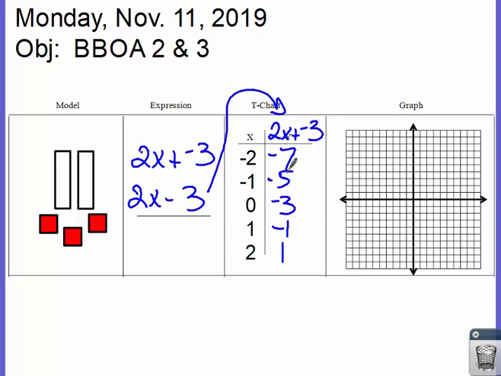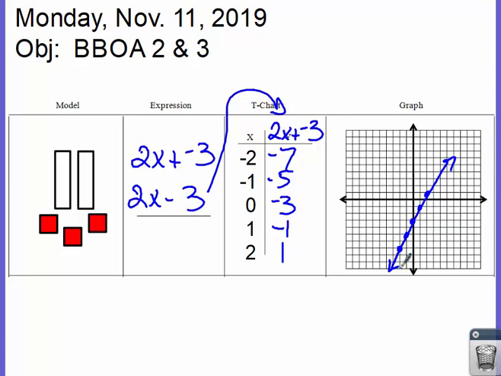Now we take each of these expressions that we came up with in this t-chart, and that creates a coordinate. So we've got negative 2, negative 7, which means left 2, down 7. We put a dot. The next one is left 1, down 5. Put a dot. Then right or left none, down 3. Then right 1, down 1. And then right 2, up 1. To finish this graph, we play connect the dots.